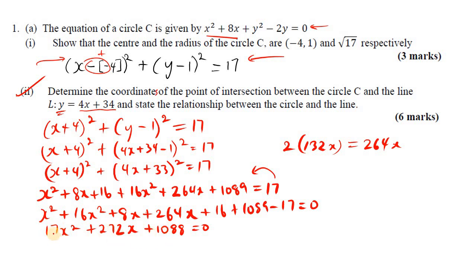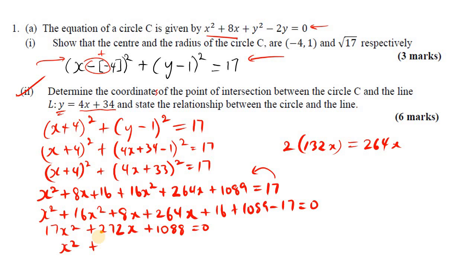17 is a prime number, for instance. Only 1 and 17 can enter 17. So the question is, can we divide each of these by 17? All right, and the answer is yes. If we divide 17 by 17, we get 1, so that's 1x squared.